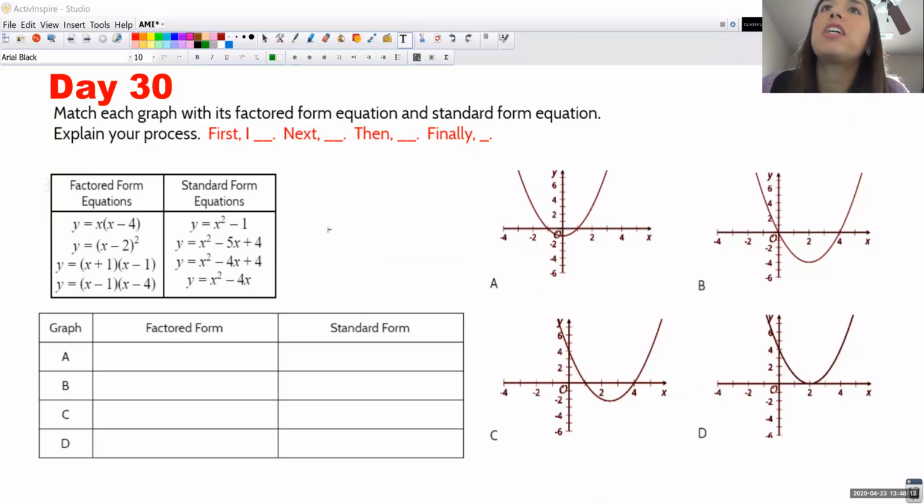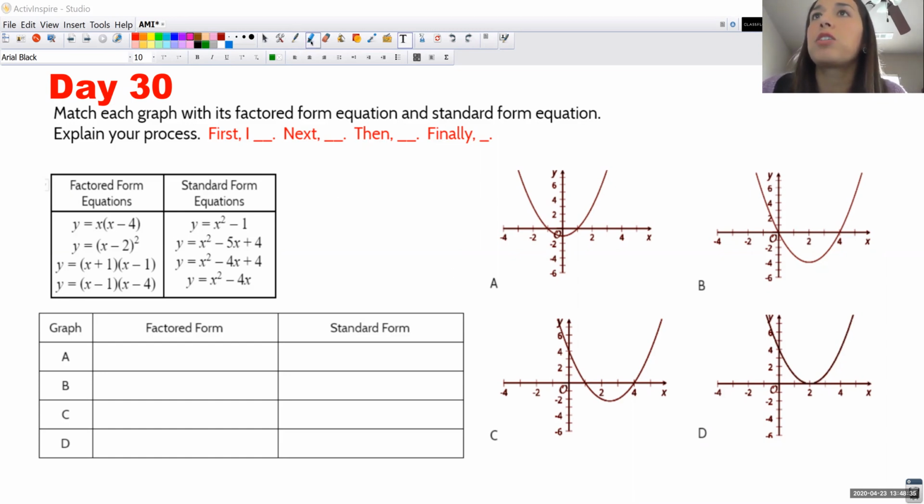So it says match each graph with its factored form equation and standard form equation. Explain your process. First I blank, next I blank, then I blank, and finally I blank.